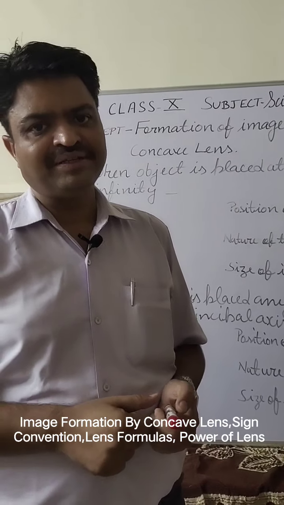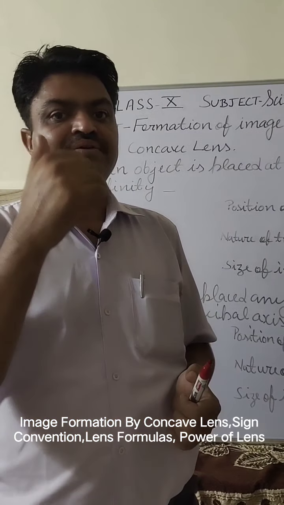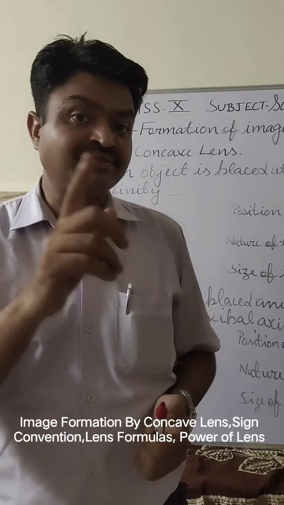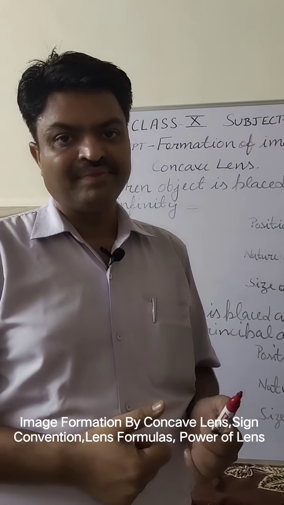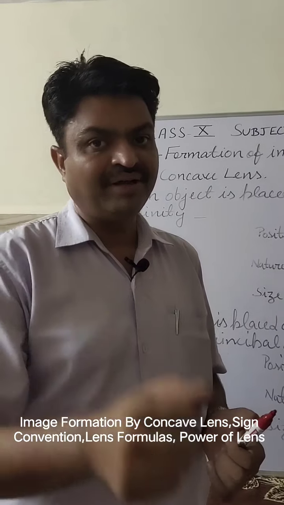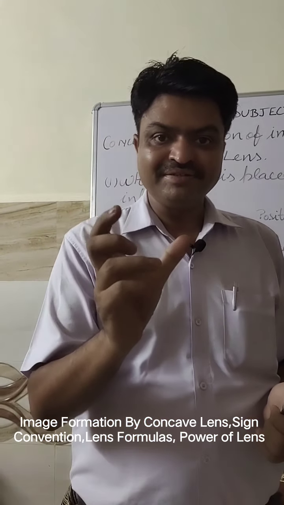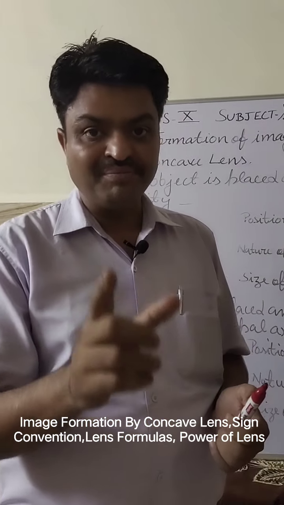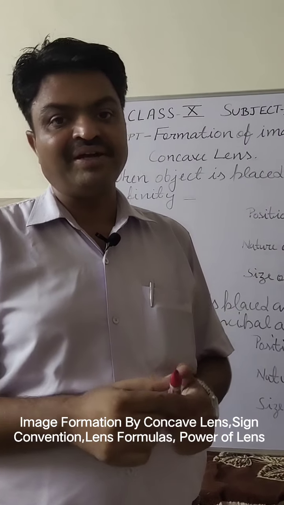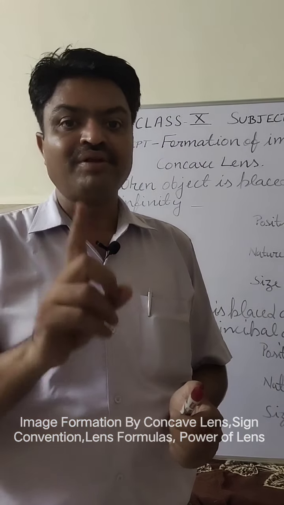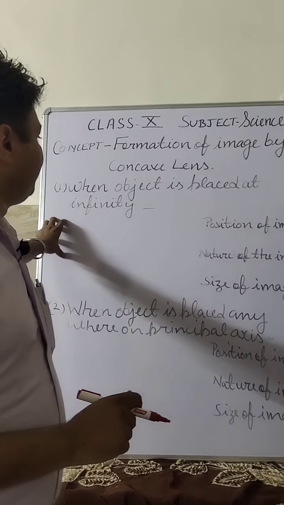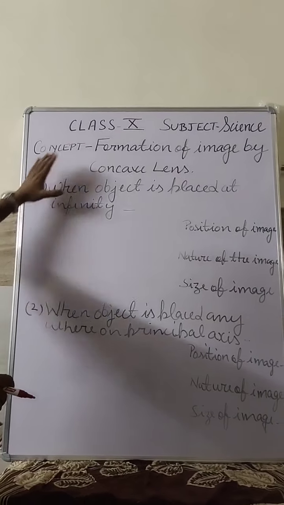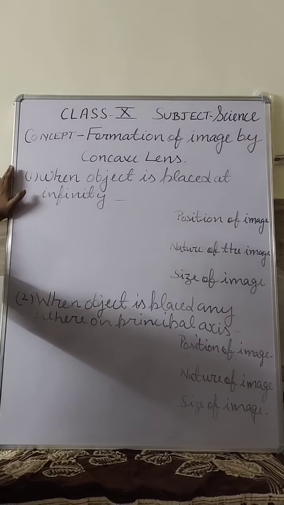And today we will discuss image formation by concave lens. Yes, concave lens. What is concave lens, student? Yes, you are right. The lens that is thin from the middle and thick from the side is known as concave lens. So today we will discuss the image formation by concave lens.